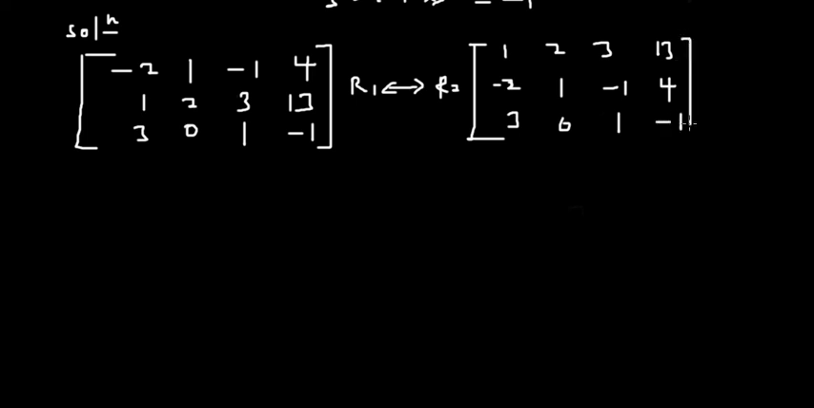We just interchanged row 1 with row 2. So these are row 1, this is row 2. We just did the changing. We interchanged them. Once you interchange that, you end up with what?